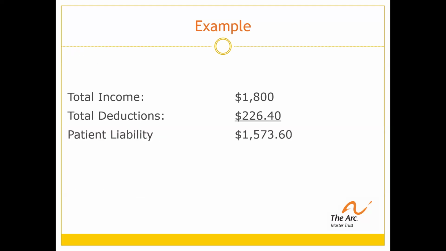This means when we take the total income and subtract the total deductions, the individual's patient liability is what is remaining. So for this individual in this example, their patient liability that they would be required to pay is $1,573.60.